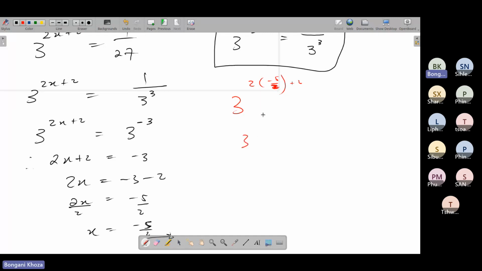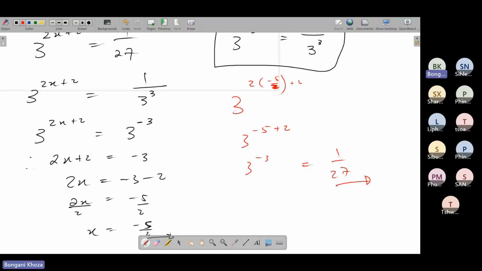So this will give me -5 plus 2. This will give me that. And then this is just 1 over 27, like that. Do we get 1 over 27? Yes. All right, wonderful.